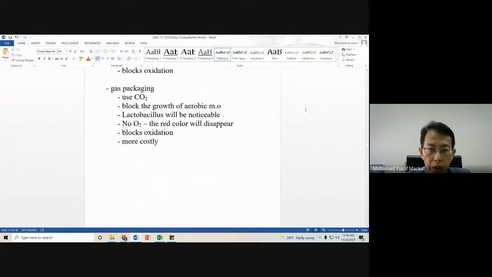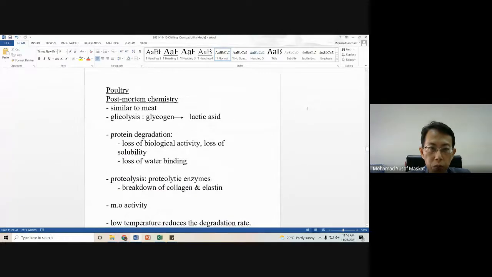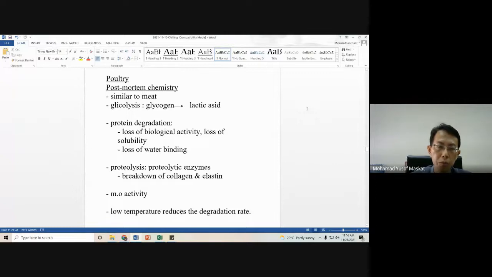Okay, so the next product is about poultry. Poultry is also meat based, or protein based to be exact. So let's look at the post-mortem chemistry first. It is quite similar to meat because it is also protein based. So post-mortem, meaning after death, glycolysis will occur, where glycogen will be converted into lactic acid.